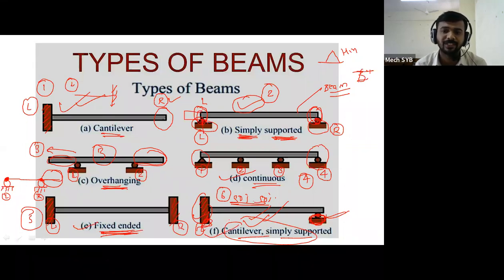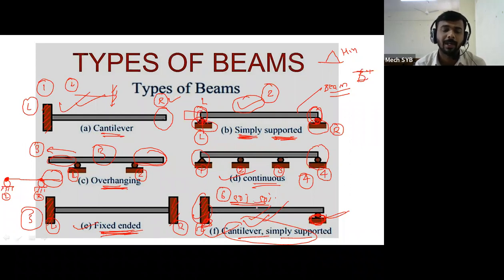Just for your better understanding, for the introduction of all the types of beams, here I have explained all the 6 types of beams. But for your syllabus, for the numericals we are solving, we have only 3 types of beams. One is cantilever, second is simply supported, and third one is overhanging.